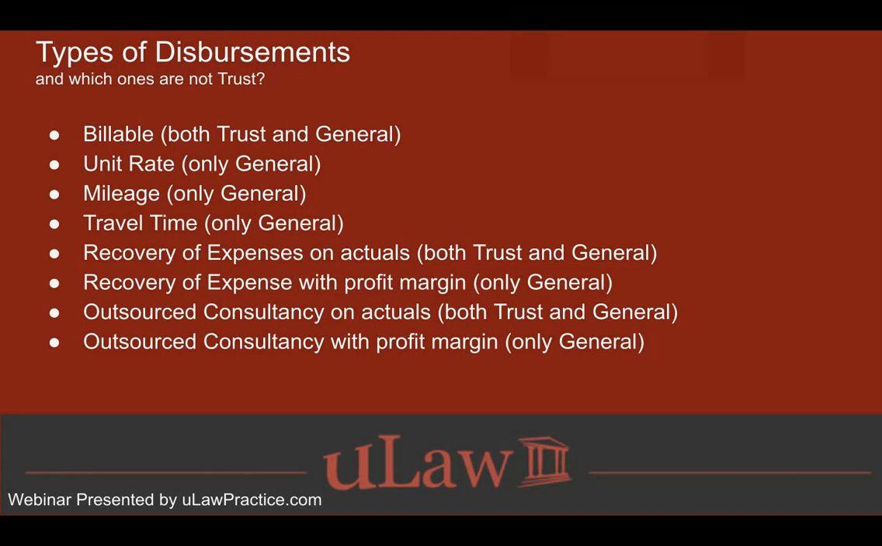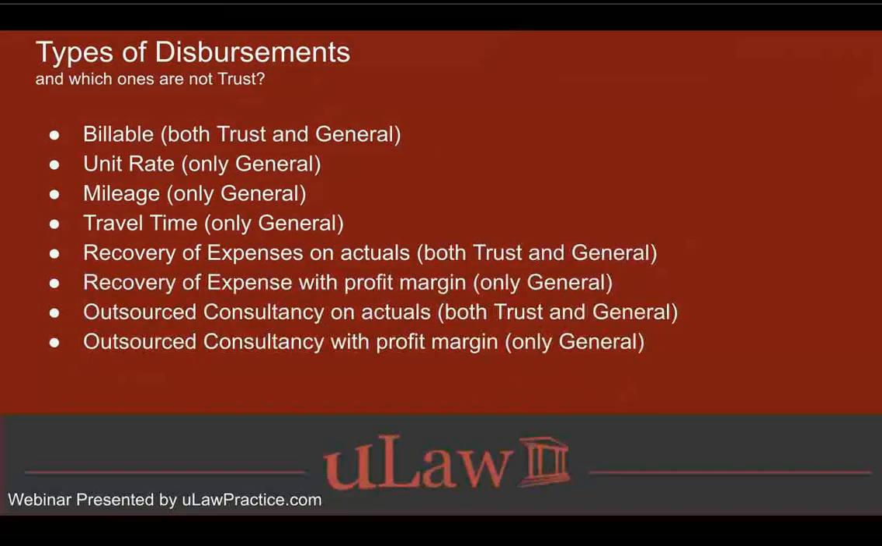But anything that is not actual, that has a markup value, has to strictly go out or be recorded only from general. So that includes all your billables, unit rates, mileages. Unit rates include photocopies, mileages, and any consultancies that were outsourced with a profit margin. So these are all strictly only general.